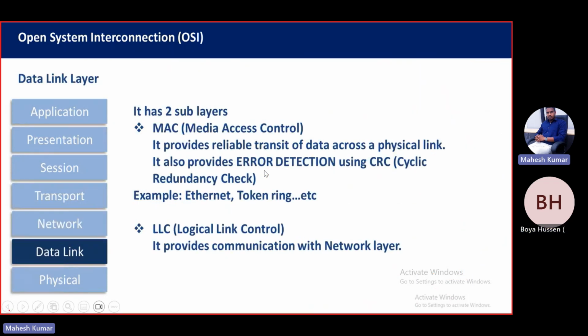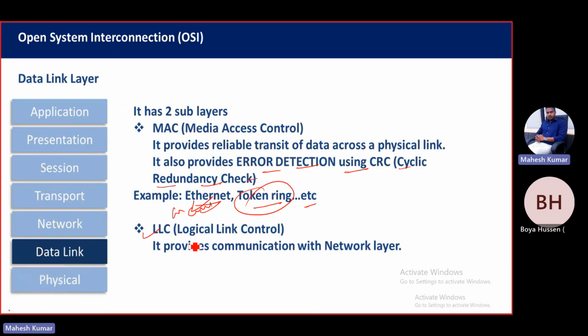Okay. So after that, data link has two sub-layers. MAC, media access control, is layer 2. It provides reliable transit of data across the physical link. It also provides error detection using CRCs, meaning some algorithm they use to check for errors. Examples are Ethernet and token ring, which is an old technology. Nowadays we only use Ethernet, fast Ethernet or gigabit Ethernet.